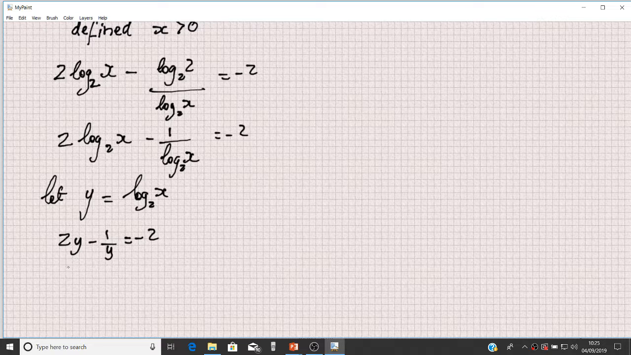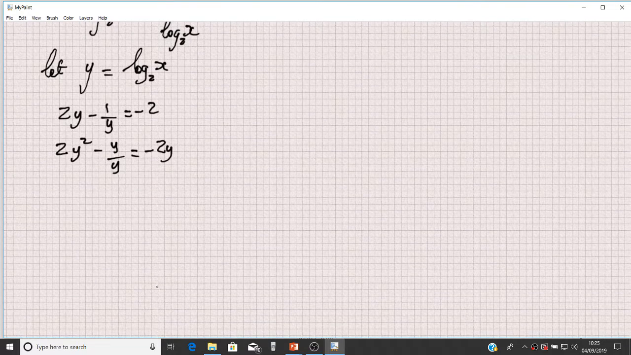Now, in order to solve this, I can make it a quadratic equation by multiplying across by y. So I have 2y squared minus y over y equals negative 2y. Now I'll simplify that again so we have it in the form that we can solve. So I have 2y squared plus 2y minus 1 equals 0.